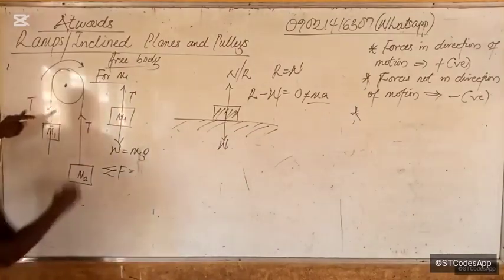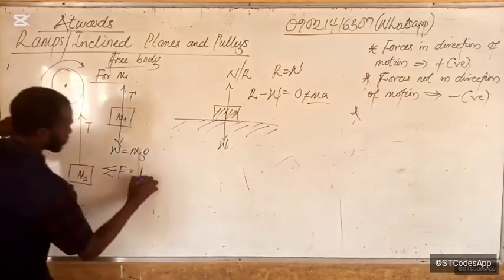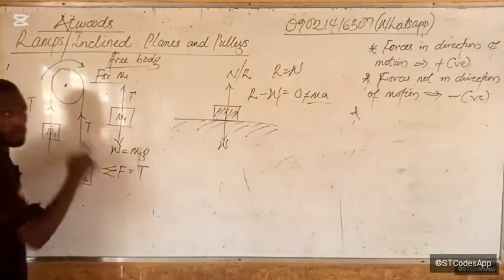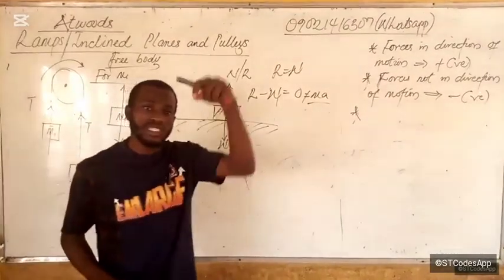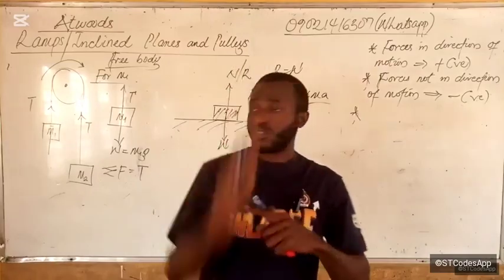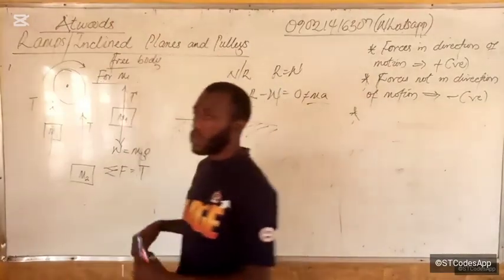So, let's see. Tension here on this string, we said is moving upwards, right? So, tension will be positive because it's moving in the direction of motion. Is that clear? Then weight. Weight in this case is moving downward, which is opposite to the direction of motion. On this side, motion is upward. So weight is moving downward, so weight will be negative.